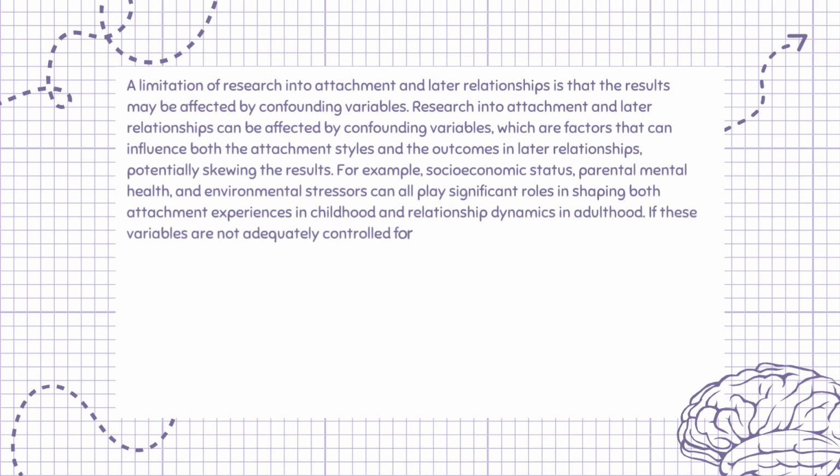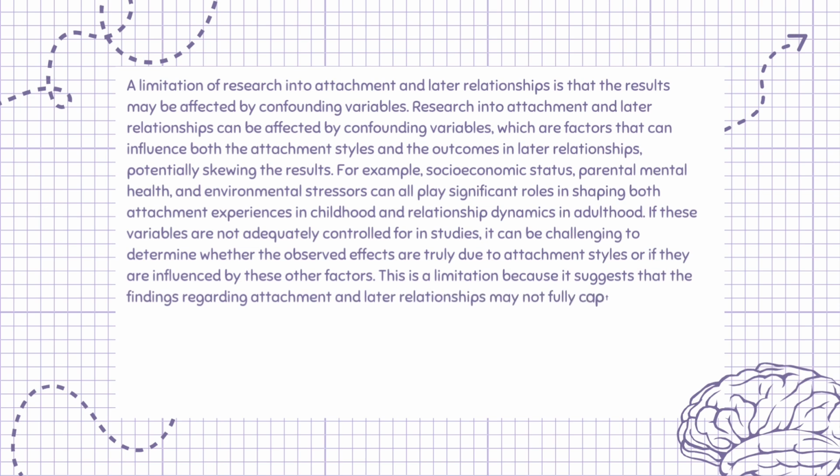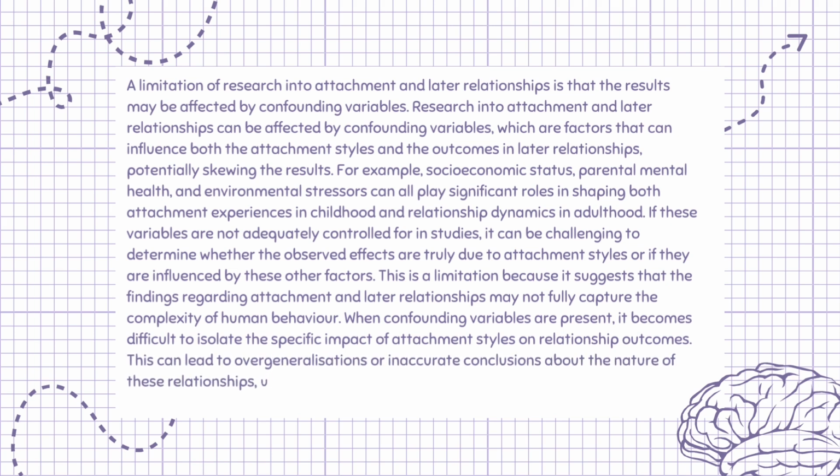If these variables are not adequately controlled for in studies, it can be challenging to determine whether the observed effects are truly due to attachment styles or if they are influenced by these other factors. This is a limitation because it suggests that the findings regarding attachment and later relationships may not fully capture the complexity of human behavior. When confounding variables are present, it becomes difficult to isolate the specific impact of attachment styles on relationship outcomes. This can lead to overgeneralizations or inaccurate conclusions about the nature of these relationships, ultimately hindering our understanding of how attachment influences emotional and relational development.